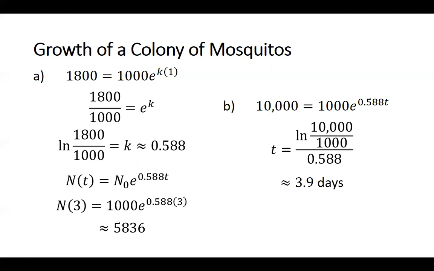Now remember, we're looking for the number of days till we have a certain number of mosquitoes. Don't round that to a whole number. Don't make it 4 days. We can have partial days. You just can't have partial mosquitoes.